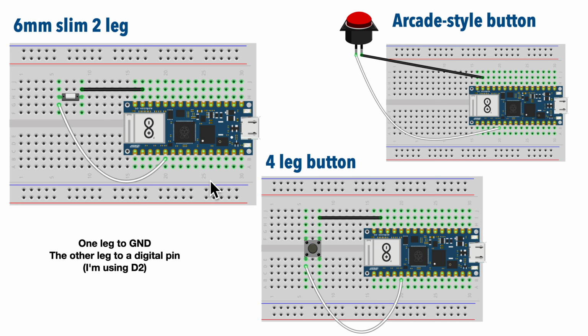So this is a two-leg button, this is a common four-leg button, this is an arcade-style button. These two can be plugged directly into the breadboard. This one has a separate cable, but in all three cases, one leg goes to ground and the other leg goes to a digital pin. And in the example that I'll show, I'm going to be using pin D2.